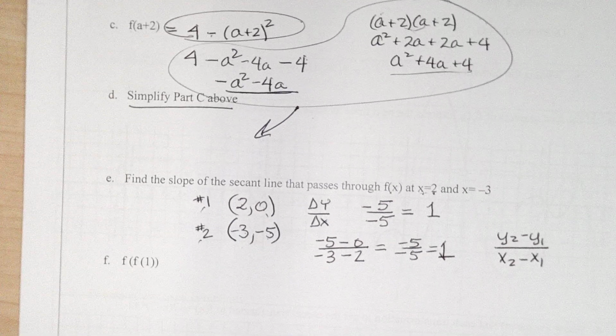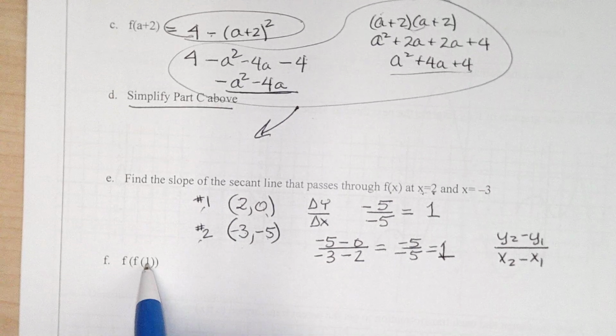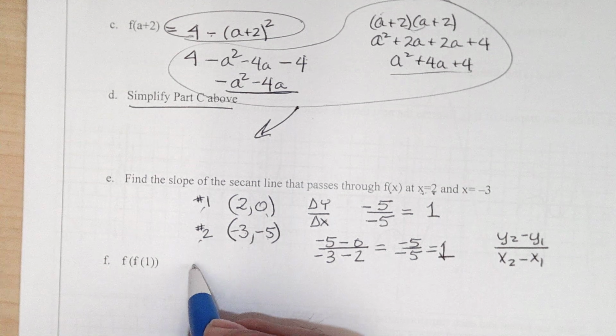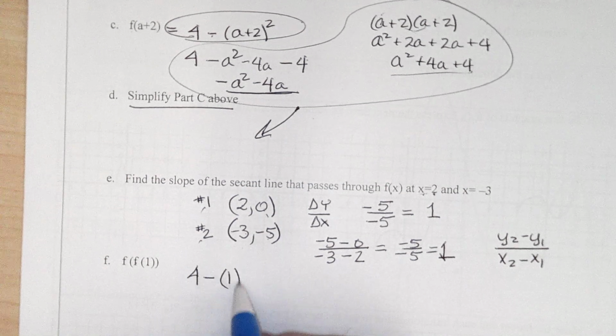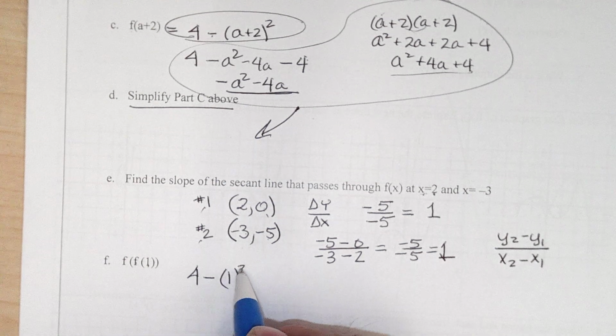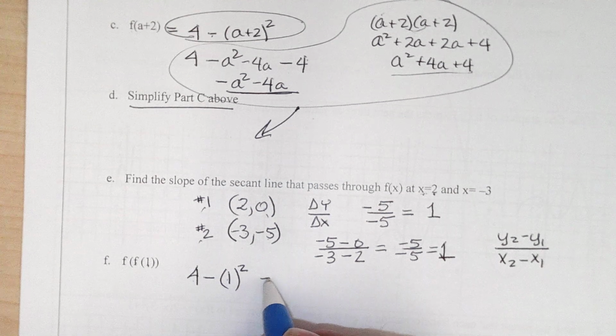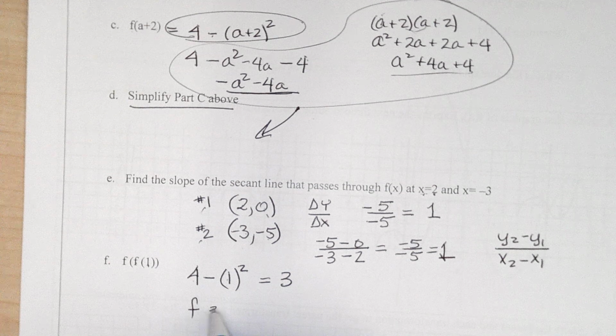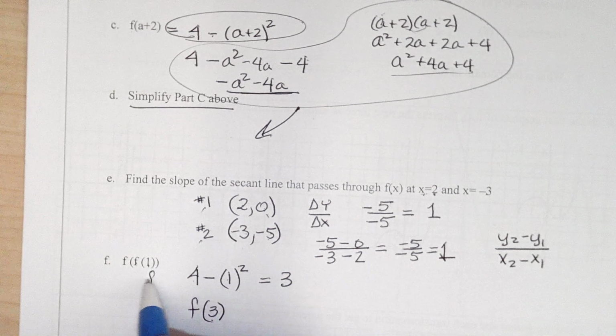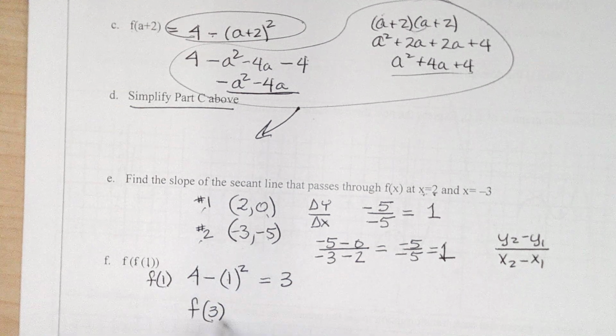All right. We're supposed to put 1 into f. Now, that was 4 minus the input, which in this case is 1, and square it. 1 squared is 1. 4 minus 1 is 3. So now we have to find f of 3. And so this is f of 1. That's what this worked out to be.